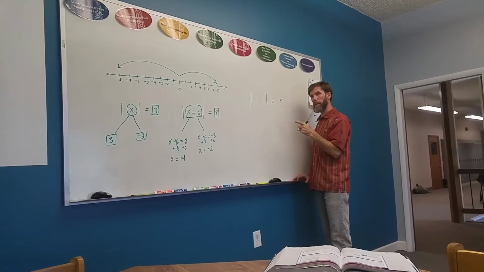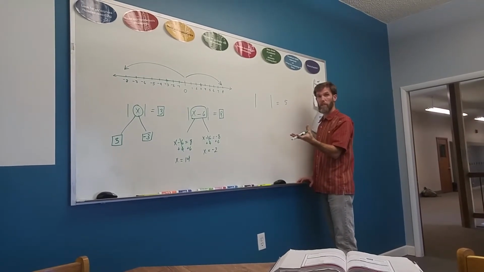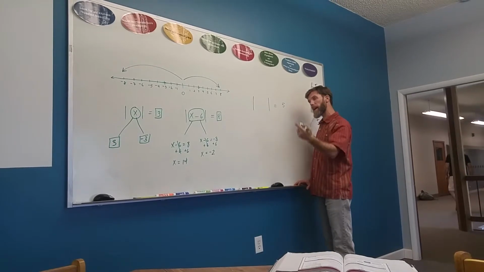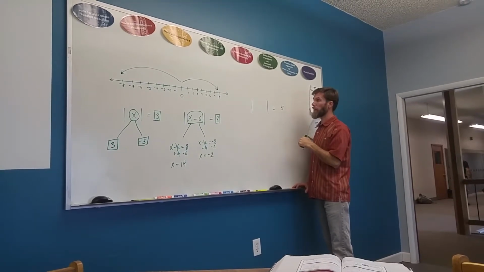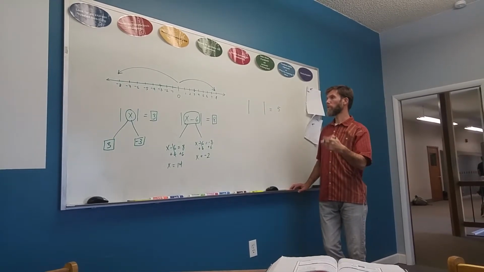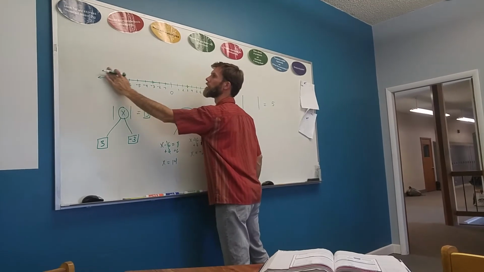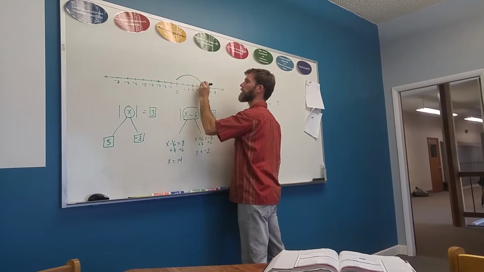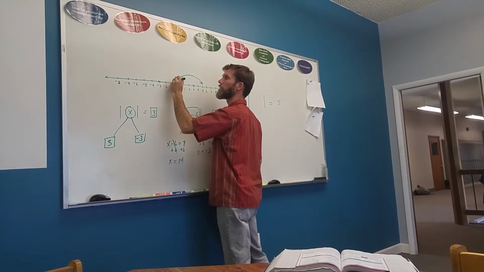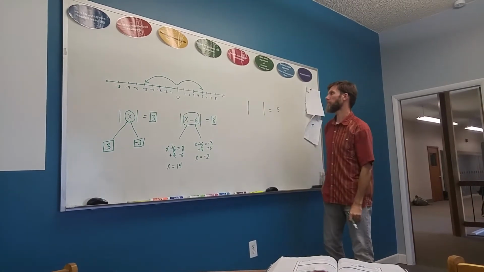Now that makes sense, because you can have 5 spaces from 0, and that can be either left or right. So let's think about that for a second. 5 spaces to the left or to the right of 0. If I'm here on my number line, that would be here. 5 spaces to the right is 5, and here, 5 spaces to the left is negative 5.